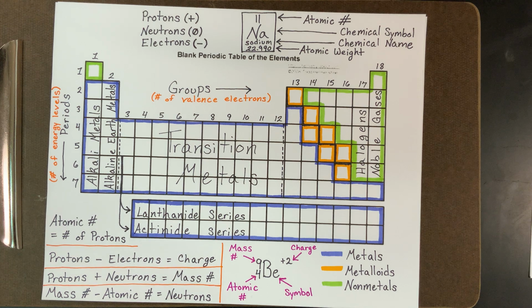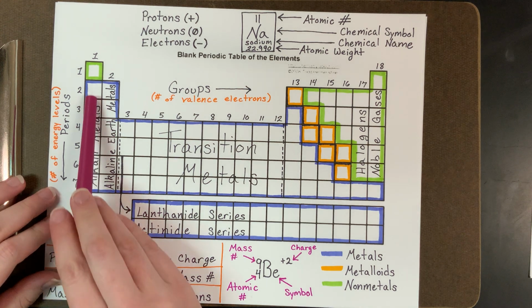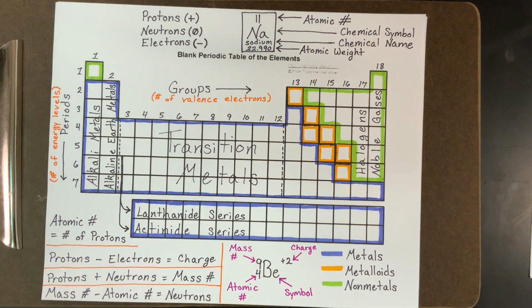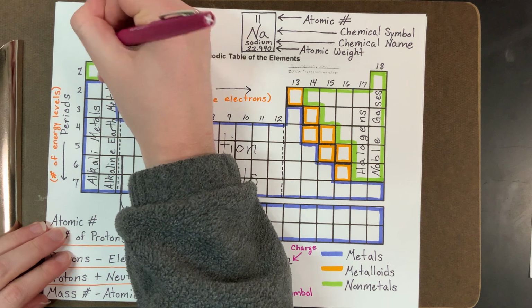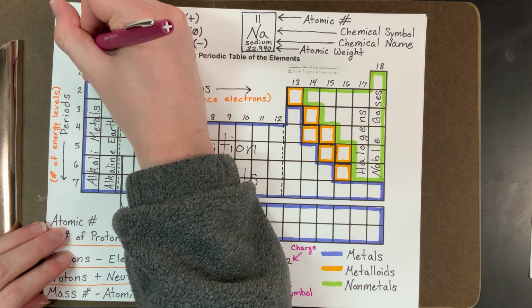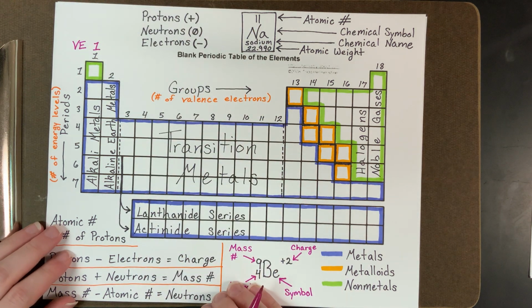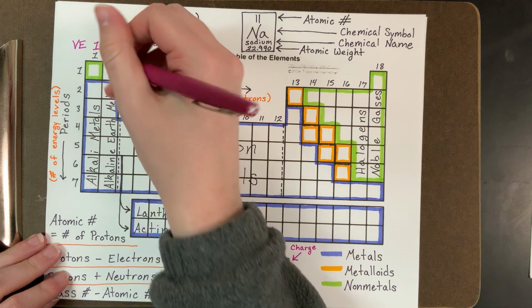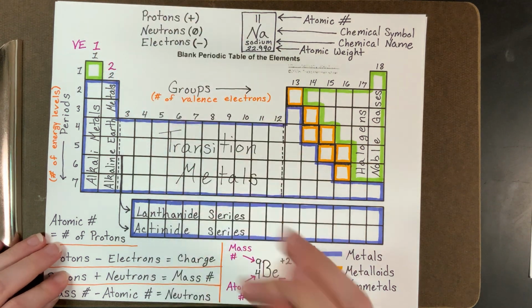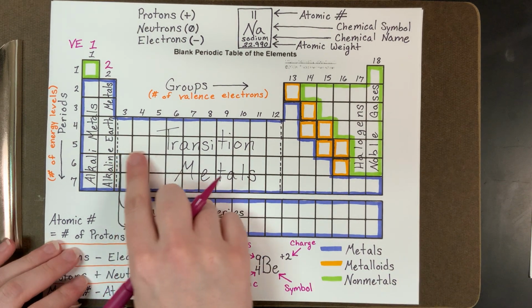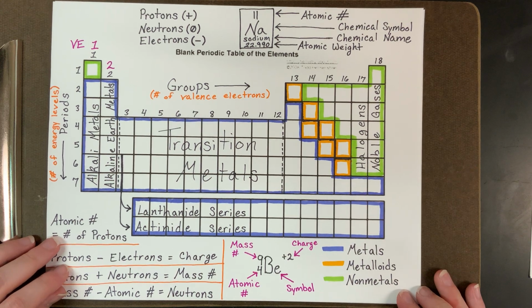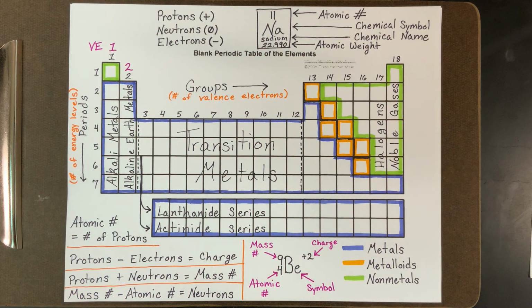So if I'm looking at group 1, all of the elements in group 1 are only going to have one valence electron. And I'm going to label these as VE for valence electron. All of the elements in group 2 are going to have 2 valence electrons. When it comes to my transition metals, groups 3 through 12, they act really funny, so we're gonna ignore those. When it comes to valence electrons, it can vary and it changes, so we're gonna ignore them.